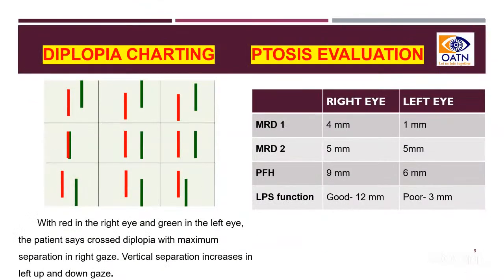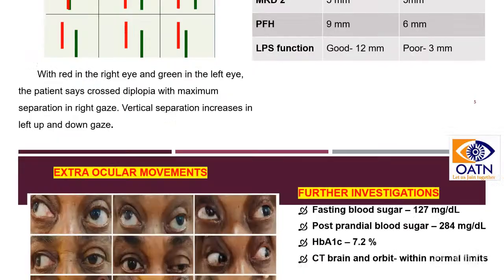And this is the diplopia charting of the patient. Crossed diplopia and vertical separation increasing in left up and down gaze. And this is the ptosis evaluation of this patient. Marginal reflex distance 1 in the right eye is 4 mm, in the left eye 1 mm. Marginal reflex distance 2 in the right eye is 5 mm and left eye 5 mm. Palpebral fissure height in the right eye is 9 mm and in the left eye 6 mm. And the LPS function is good.